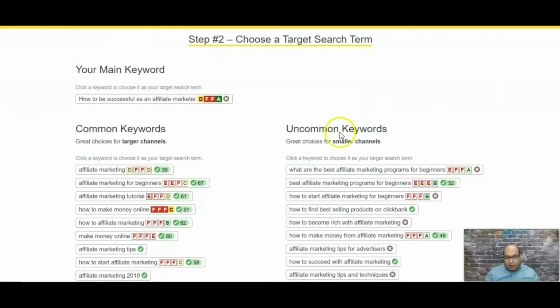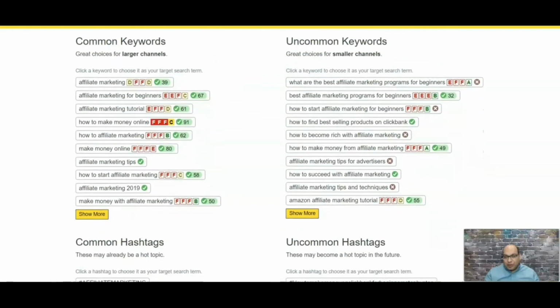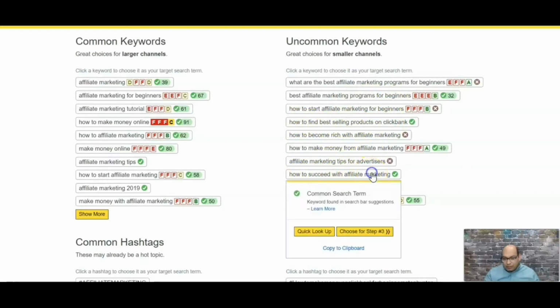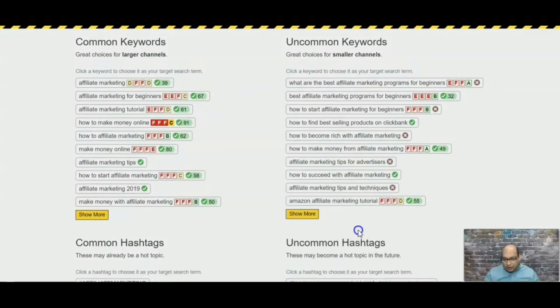Now, I always use it for the smaller channels, since while I'm making this video, my channel is not that big. So I use it for that, and I look for which one has a tick mark. So best affiliate marketing programs, how to find the best. How to succeed with the affiliate marketing. So that's pretty good.